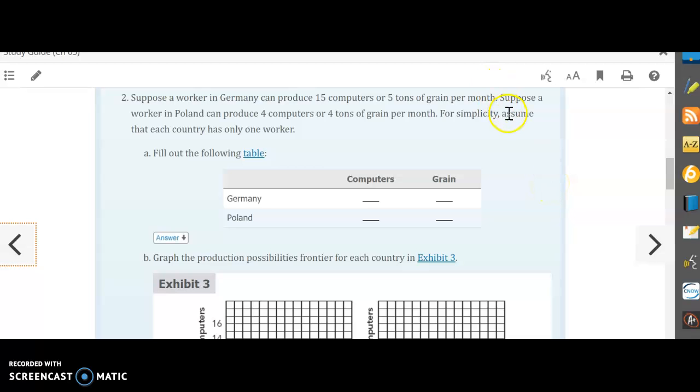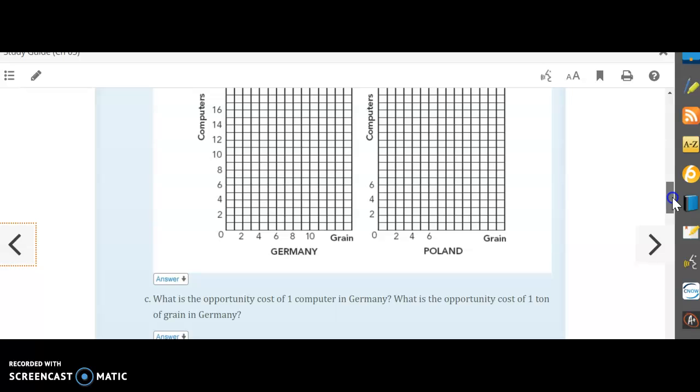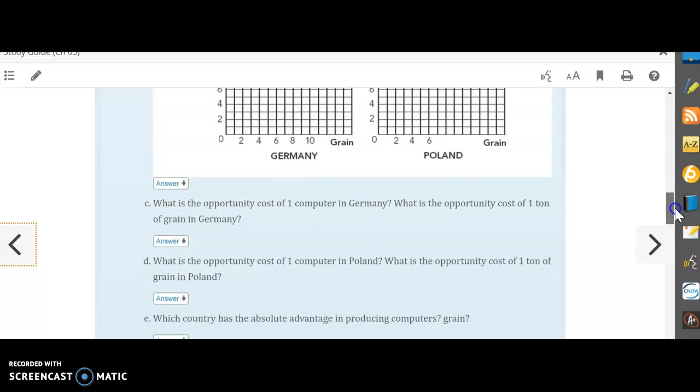And for simplicity, assume that each country has only one worker. So we fill out the table. Again, that's where I'm going to be starting. And then we're going to graph it like we got there, except, again, I'm going to do it on my iPad in a program called Explain Everything.